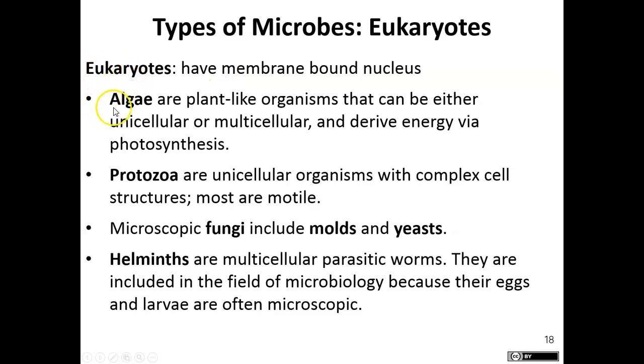Under the eukaryotic group, we have algae. Algae are plant-like organisms that can be unicellular or multicellular, and they derive energy via photosynthesis. We have protozoans. Protozoans are always unicellular. They do not have a cell wall, whereas algae have a cell wall. And protozoans typically are motile, but not always. Protozoans are probably our craziest group of organisms, and they can get really confusing when you're trying to put them on a phylogenetic tree.